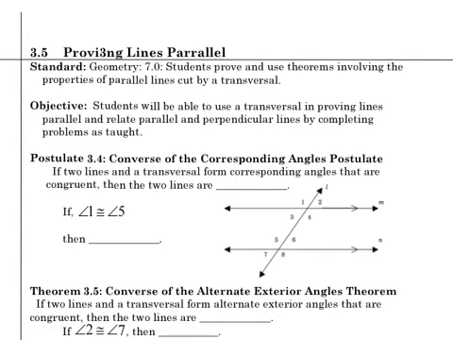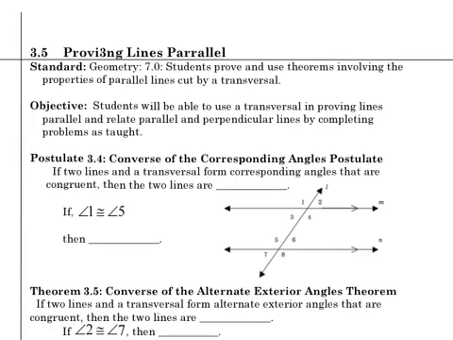Okay, 3-5, proving lines parallel, and I don't know why they have that 3 there, but maybe I messed up. Okay, students will be able to use a transversal in proving lines parallel and relate parallel and perpendicular lines by completing problems as taught. All right. Basically, this whole lesson is the opposite of everything that we learned. We found out before that if lines are parallel, then we have certain angles that are congruent.